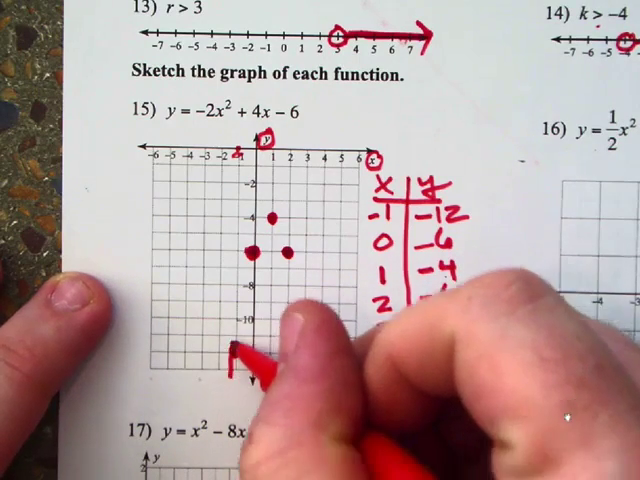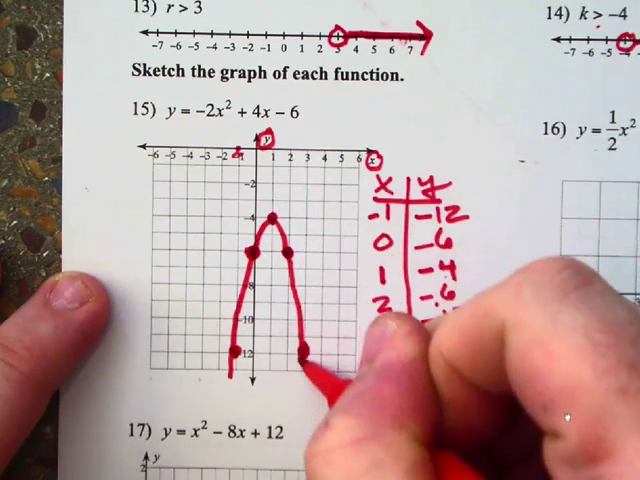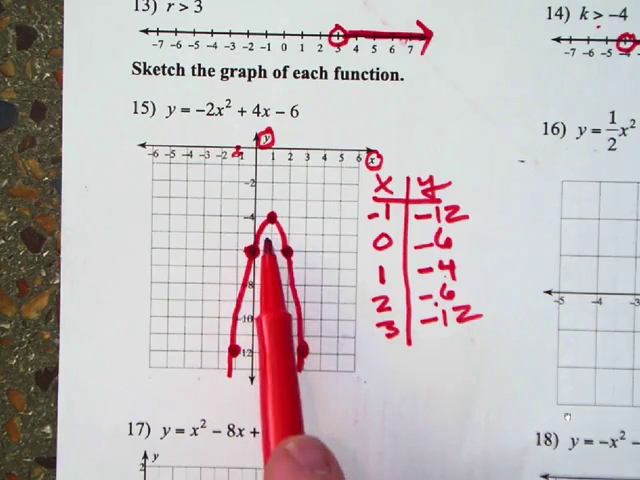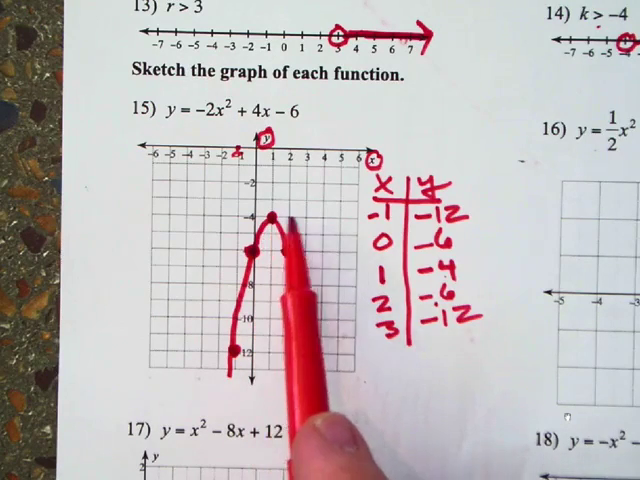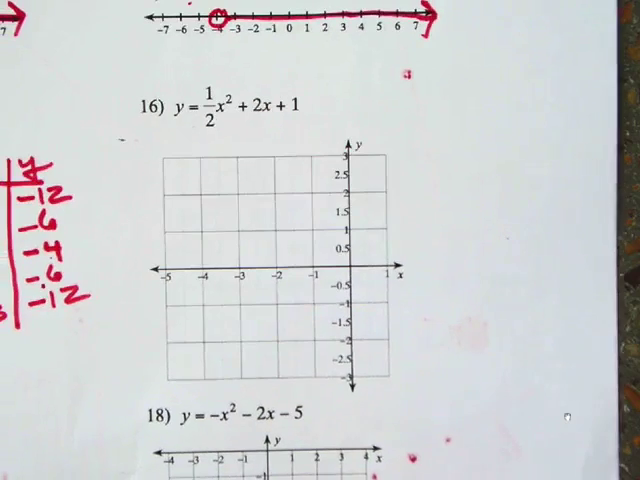And we can see the U shape forming. Now, remember, this is not a point at the top. It's a U. It's a nice curve, not a pointy shape. And that's all you need to do there, just sketch the graph. Okay? So let's look over at number 16.